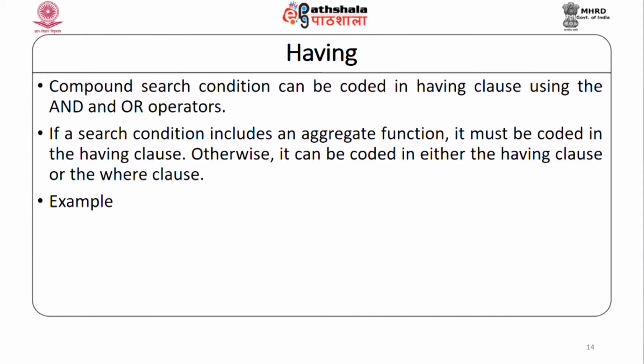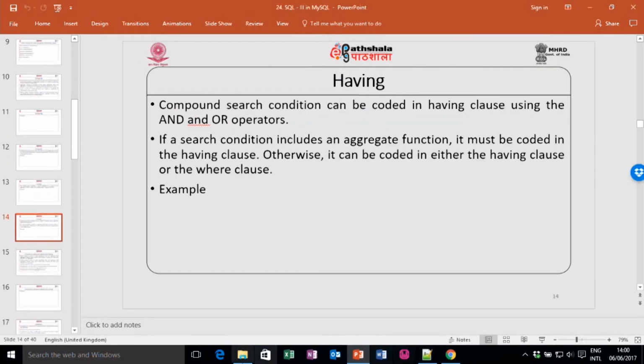You can use a compound search condition, coded using the AND or OR operators. If a search condition includes an aggregate function, it must be coded in the HAVING clause. Otherwise, it can be coded in the HAVING clause or the WHERE clause. Let's take an example for this one.